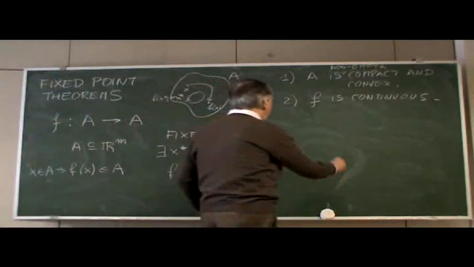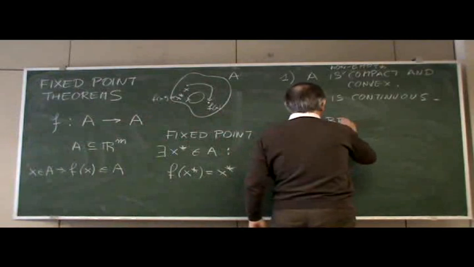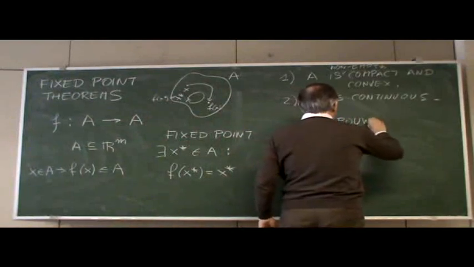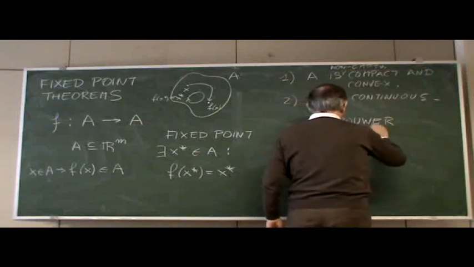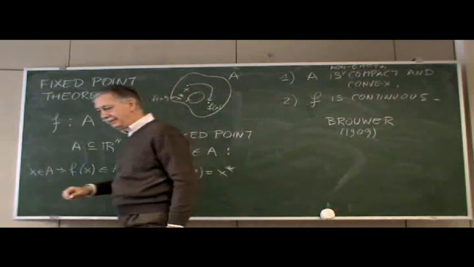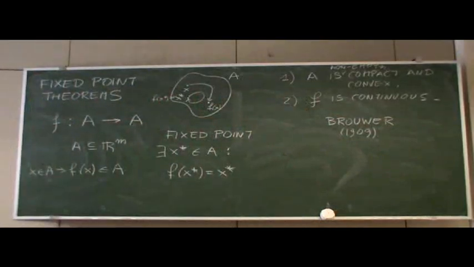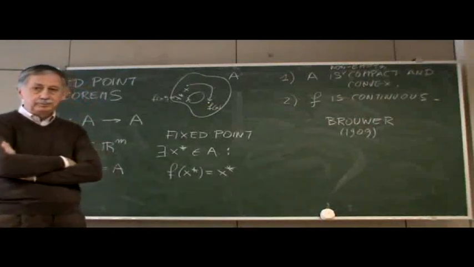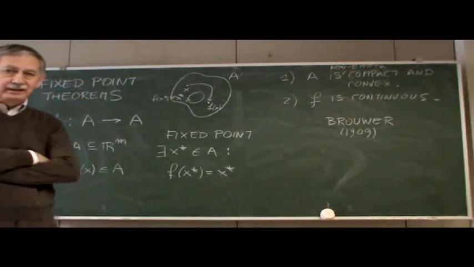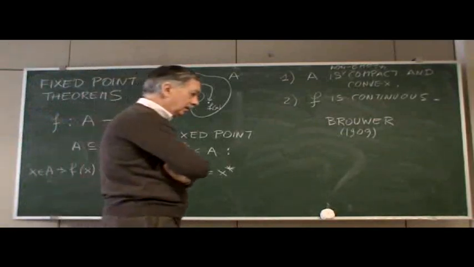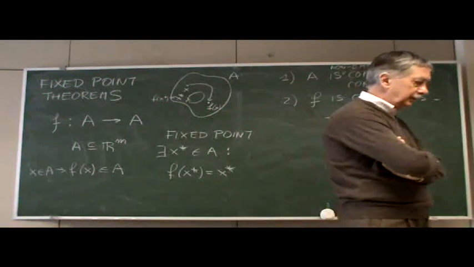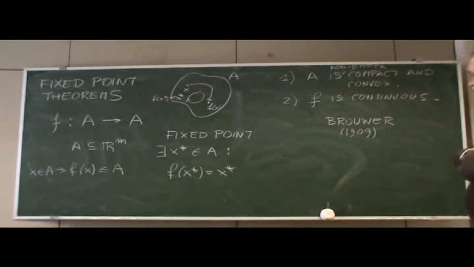The proof of this theorem is due to Brouwer, a well-known Dutch mathematician. It's a very, very difficult proof. In reality, there are many alternative proofs of this theorem, but they are really difficult. So we shall not prove this result.